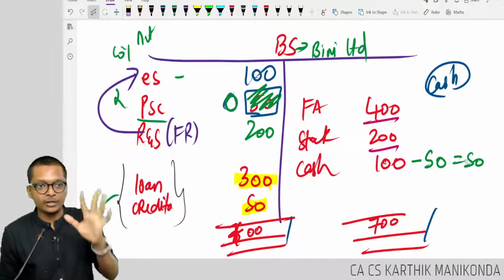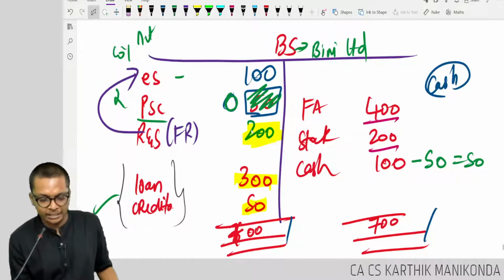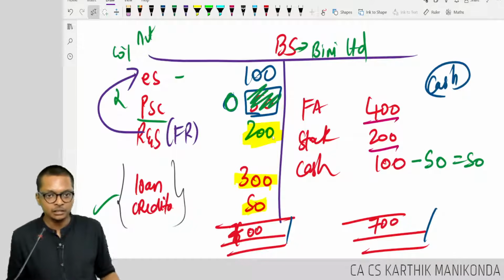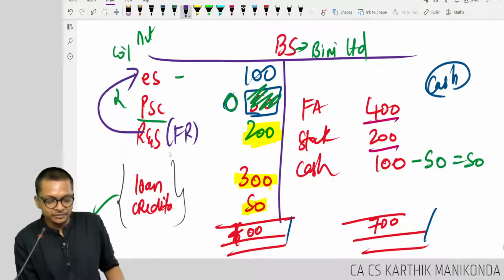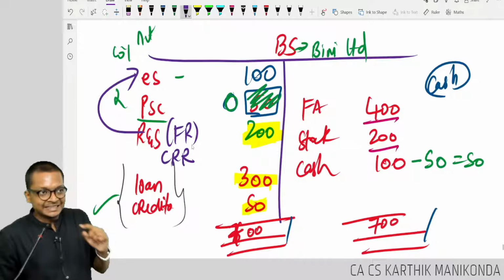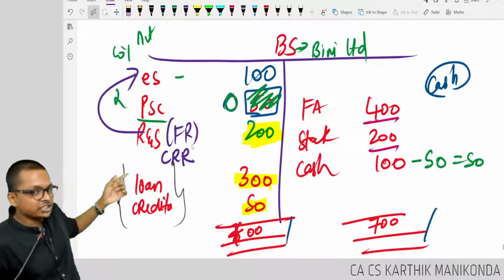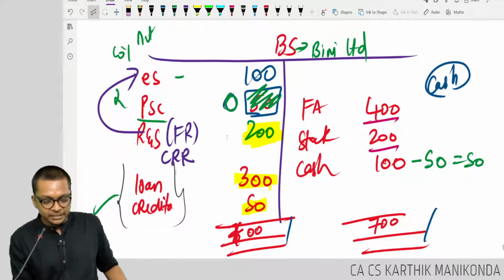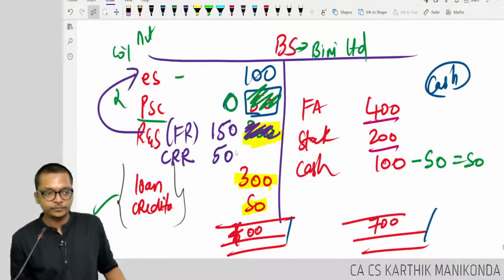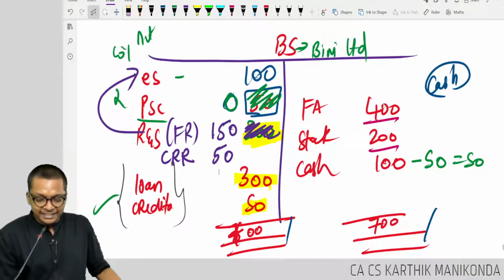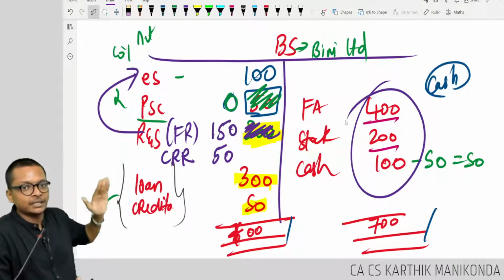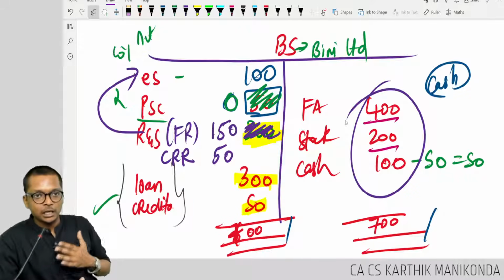But I will do one thing for your happiness. This 200 is freely available to use in the future. Correct? What I will do, from free reserves, I will transfer to CRR the same amount of preference shares which is reduced. Preference shares 50 became 0. So I will transfer, free reserves will now become 150 and CRR will become 50. Nothing is changing in the asset side. It remains the same. Reserve alone, I am breaking it as 150 and 50. Now what is happening? Now how much dividend I can give?